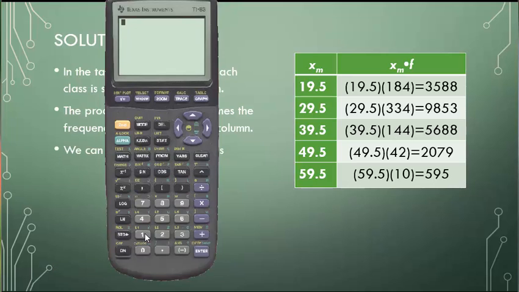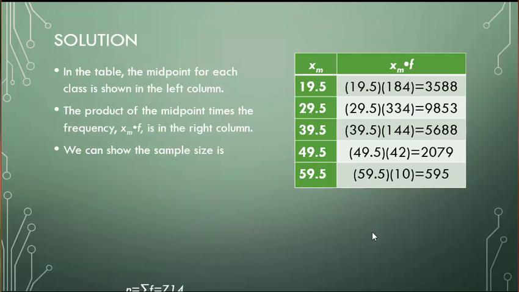Okay, so let's compute the sum of the frequencies to get the sample size. We'll have 184 plus 334 plus 144 plus 42 plus 10. And so it looks like we get 714 for that. We'll go ahead and verify that result. There it is, 714. And then finally, we have to do this long calculation.